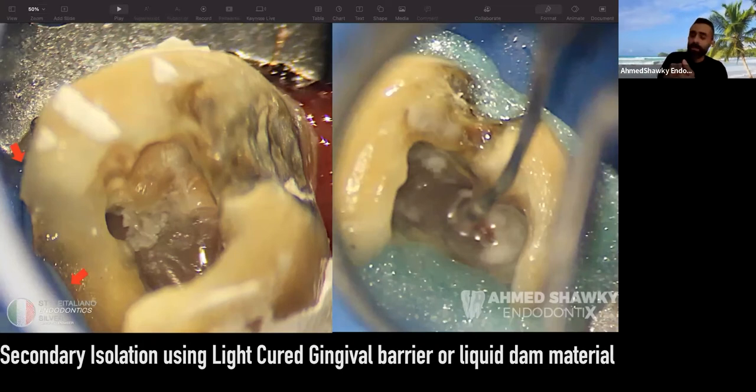Other colleagues might spend some time in building up the pre-endo buildup. I'm not a fan of the pre-endo buildup because it consumes time, especially if I'm going to finish the case in a single session.